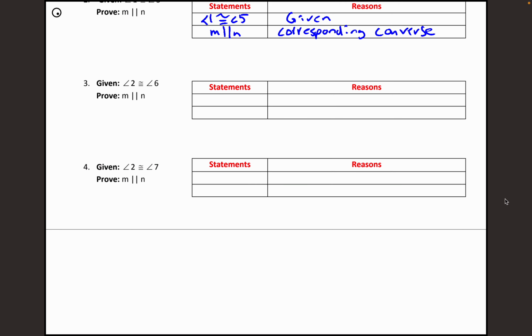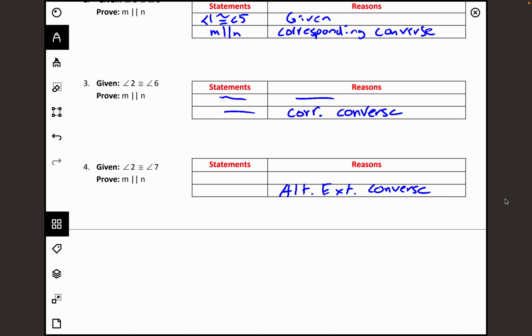Okay, let's look at this. All right, number 3. You should automatically already know these boxes. Let's just talk about the last box for each of them. So what should I have gotten? Corresponding converse. Perfect. What about number 4? Alternate exterior converse. Perfect. Do we have questions about those two before I go to the next page?